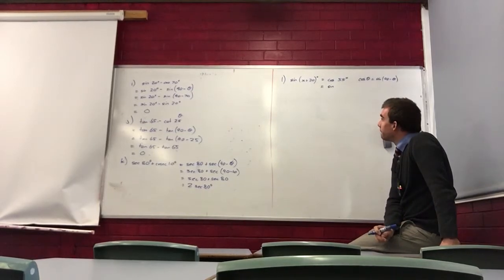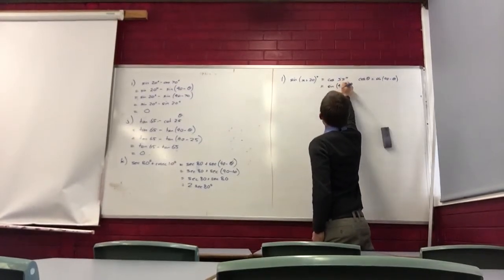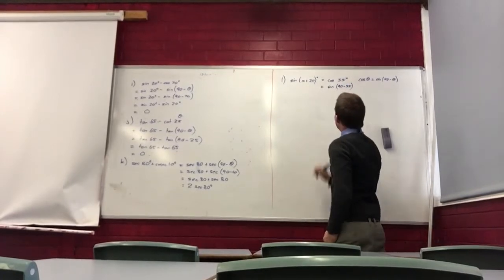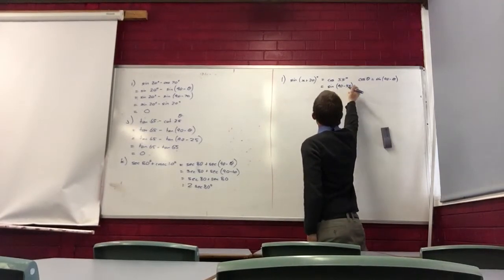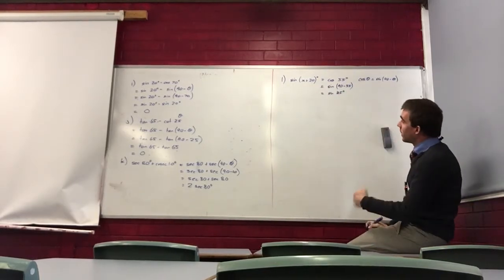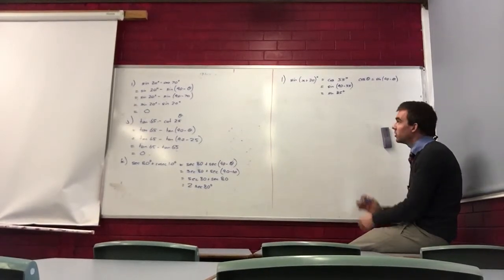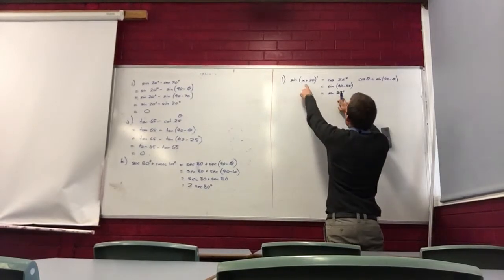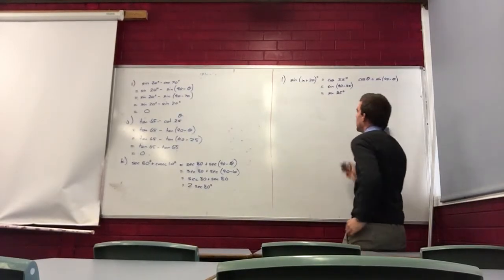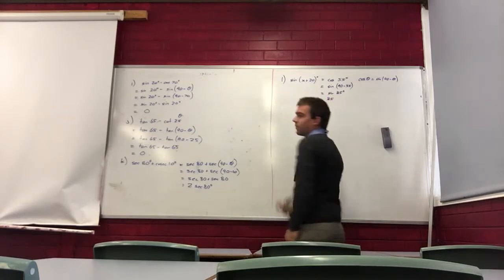Same principle: the base is now sine. Sine of 90 take away 55 is sine of 35 degrees. So sine of x plus 20 is now equal to sine of 35. When the ratio, sine, cos or tan, is the same on both sides, then the angle it's referring to must also be equal. So therefore x plus 20 is equal to 35.